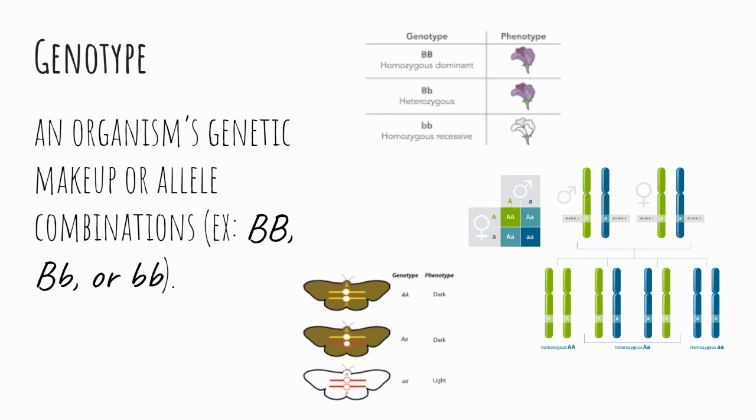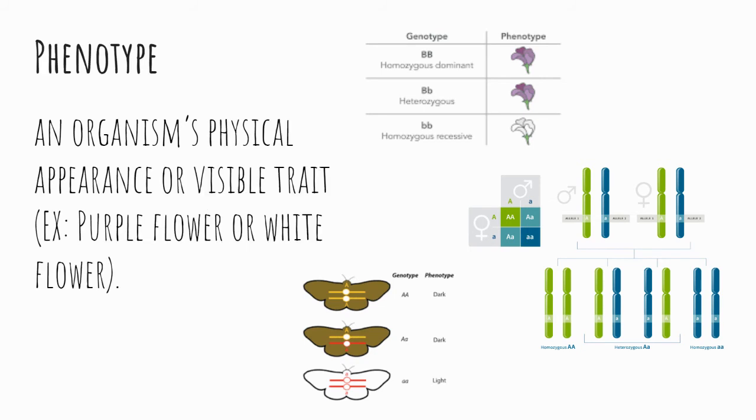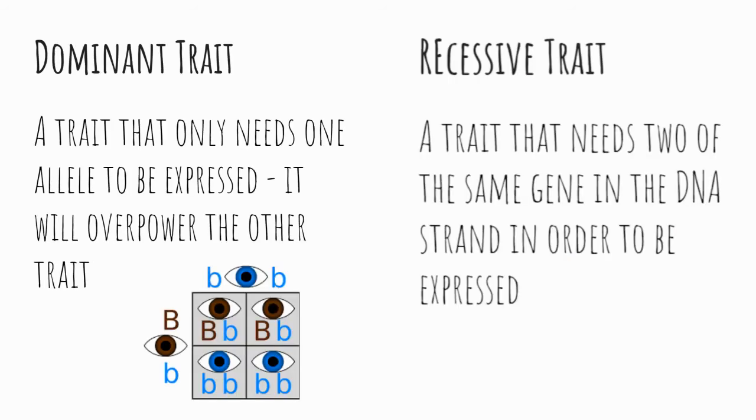So a genotype is the organism's genetic makeup. A phenotype is the physical characteristics that we get from the genotype. It's what we actually see. So for our flower example, there are two phenotypes, purple or white. An easy way to remember the difference between genotype and phenotype is that genotype is the actual gene, so genotype, gene, and phenotype is the physical characteristic, phenotype, physical. So hopefully that's a way to differentiate between those two terms since they are so similar.